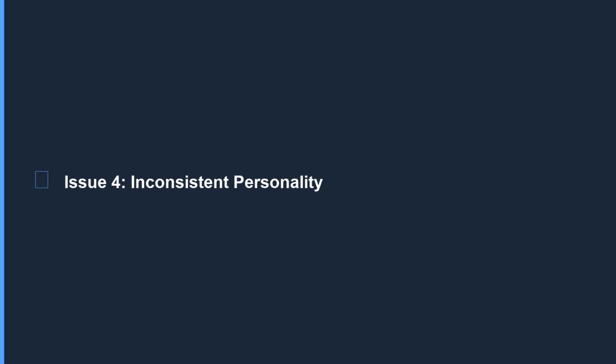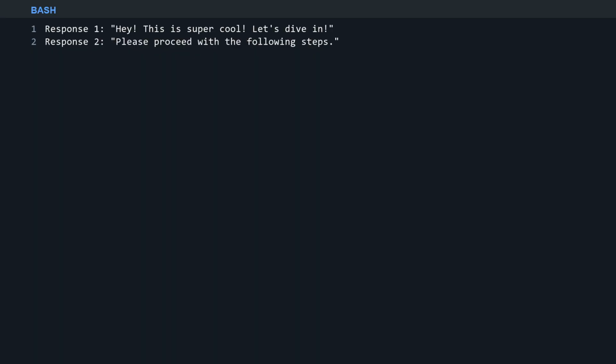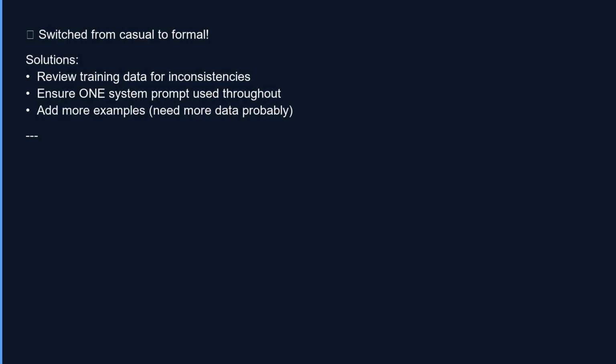Let's now look at issue 4, inconsistent personality. Symptom: personality changes between responses. Example. Here's the bash code for this section, starting with response 1. Hey, this is super cool. Let's dive in. It switched from casual to formal. Solutions: review training data for inconsistencies, ensure one system prompt is used throughout, and add more examples. You probably need more data.